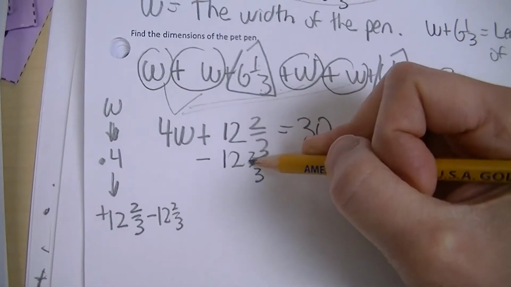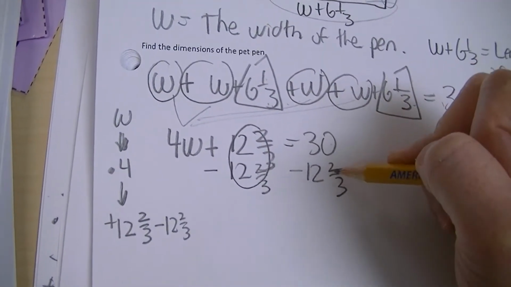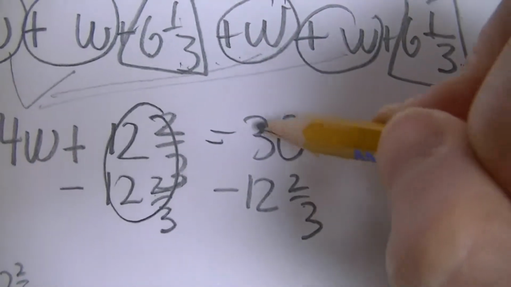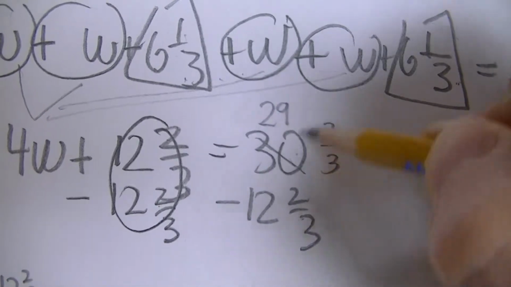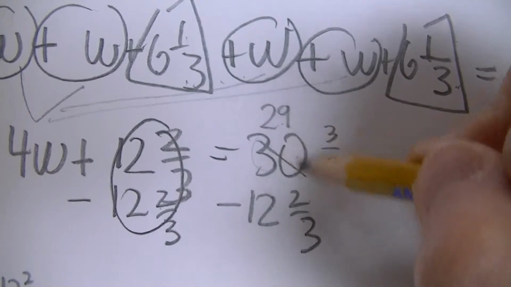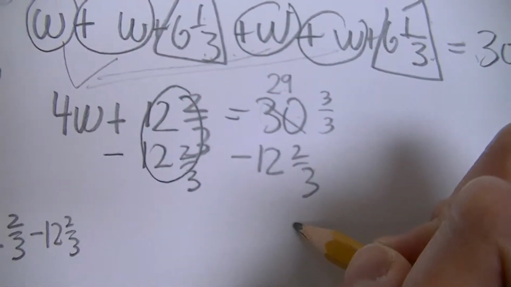12 2/3 subtract 12 2/3 is 0. 30 minus 12 2/3, gosh, I don't know. But what I'm going to do is, I'm going to go ahead and make this a 29 and then make 3/3. So I'm going to make it 29 3/3, which 29 plus 3/3 is 30, which makes it the same exact value. So 3/3 minus 2/3 is 1/3.